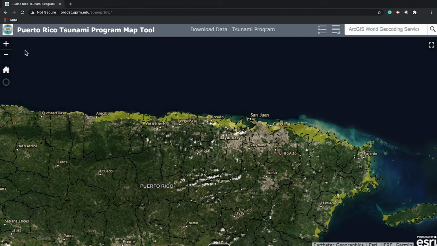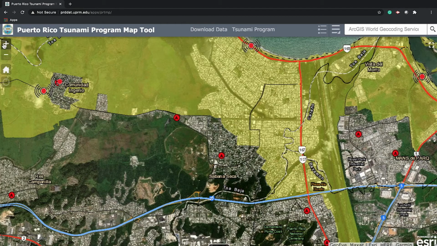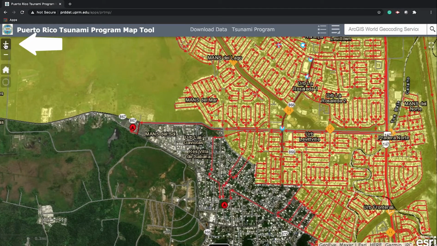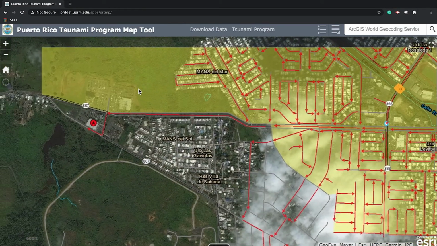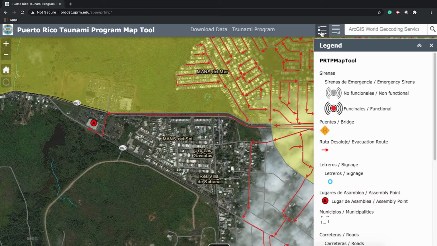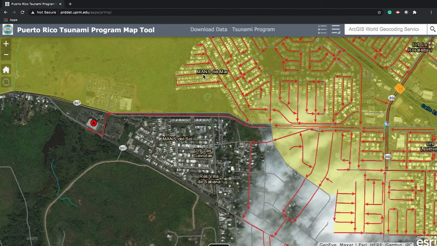Let's imagine we live in Toa Baja. I'm using the zoom tool to find our house. Remember, you can use the legend tool to find the meaning of symbols on the map. The red lines are the evacuation routes, the assembly points are the red circles with the letter A, and the yellow area is an evacuation zone.